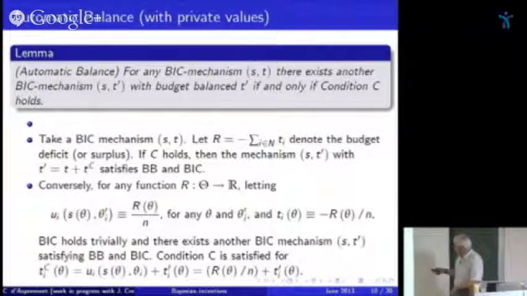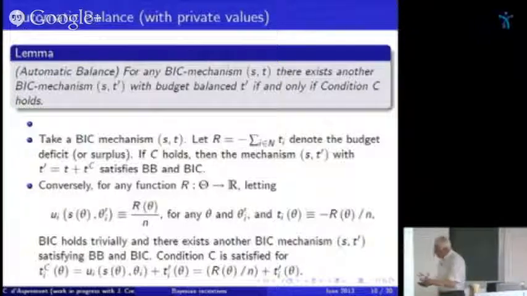Now, here I use the term used by Jean-François Mertens, automatic balance. For any Bayesian incentive compatible mechanism, S T, there exists another Bayesian incentive compatible mechanism, S T prime, with budget balance T prime, if and only if condition C holds. So in some sense, the generality of condition C is that it guarantees budget balance. This is not to say that condition C is a necessary and sufficient condition to get the result we had with independence, but it's the most general condition if you want to reach balancedness. And the proof is very easy in one direction.